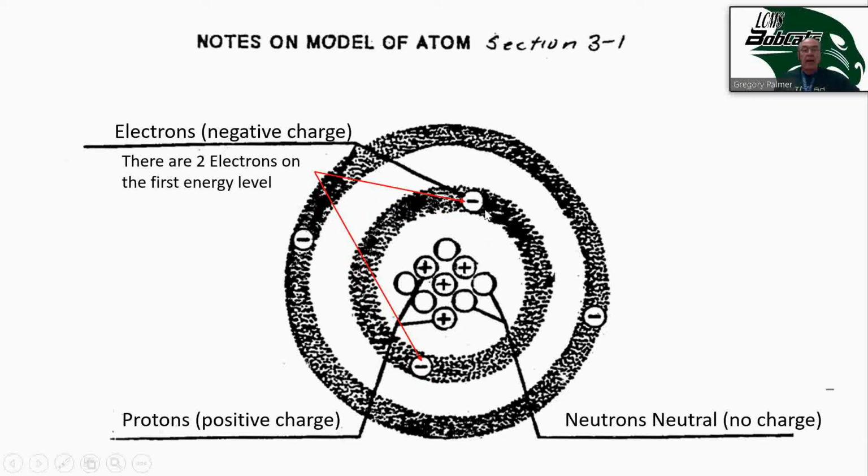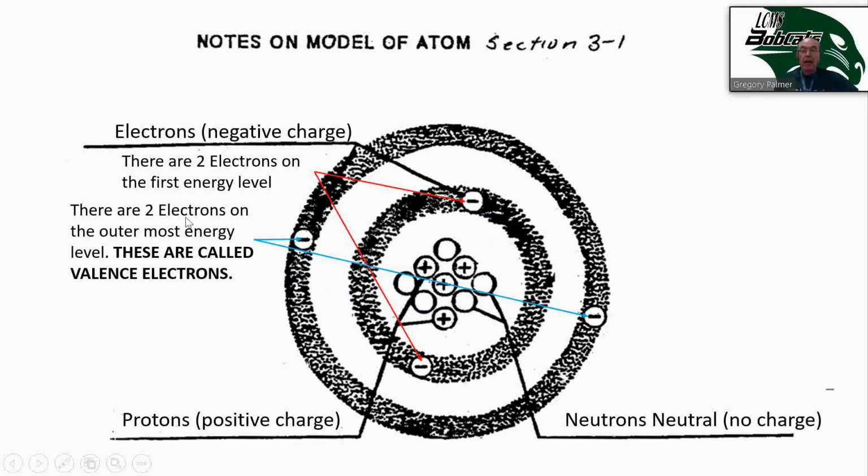Okay. There are 2 electrons on this first energy level. Now, as a matter of fact, the first energy level can never hold more than 2 electrons, so it's full. And then I wanted you to notice that there's 2 electrons on this outermost energy level. These are called valence electrons. Now, in this whole unit, these are the ones that we're going to be concerned with because these are the ones that determine the properties of the element. It determines how it's going to react in chemical reactions. It determines what family it's going to be in. So these are the ones that are really important.